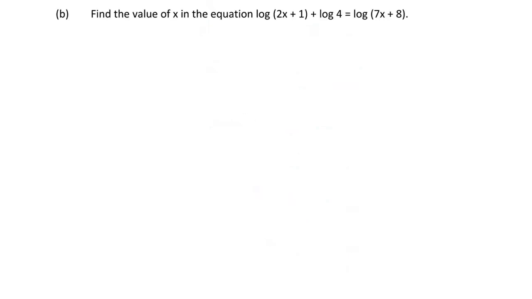Part B of the question: find the value of x in the equation. So we've been given the logarithm equation there. Okay, so for this one, first we are going to apply the product rule for our left-hand side in order to combine the logarithms. Then our equation is going to be log 4(2x plus 1) equals log (7x plus 8).